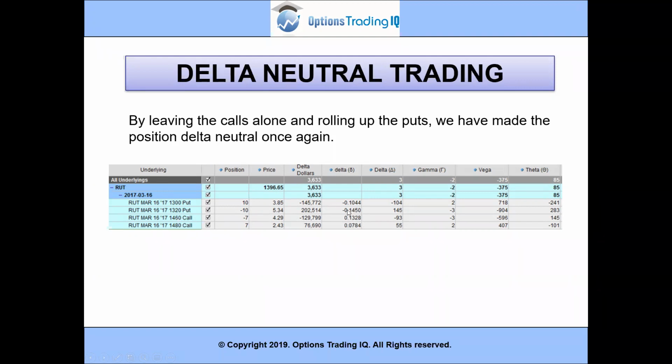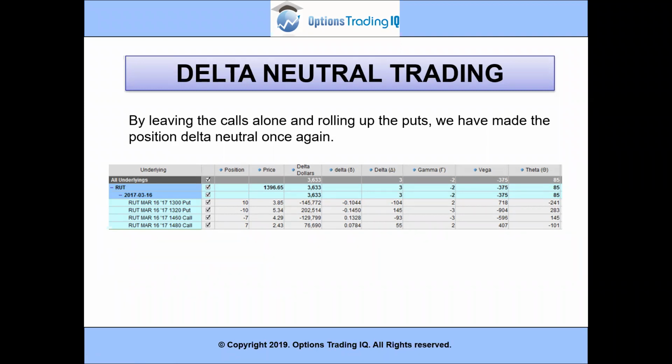So having a delta of 5 on the puts was very low. So the right course of action in this case was to roll these up to that sort of standard 14, 15 delta that we look for on the short puts. So by doing that, we've done 2 things, right? We've helped our position get back to delta neutral, and we've also brought in some extra income, right?